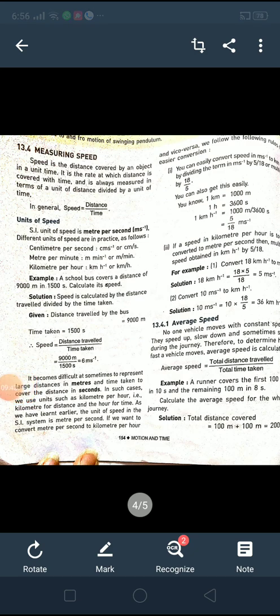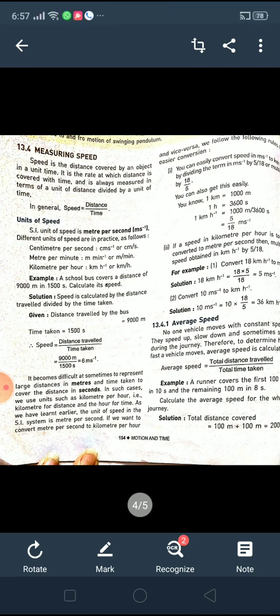Now measuring speed. First of all, what is speed? Speed is the distance covered by an object in a unit time. I already told you that in the starting. It depends on how much distance we have covered in a particular unit of time, and that is called speed.